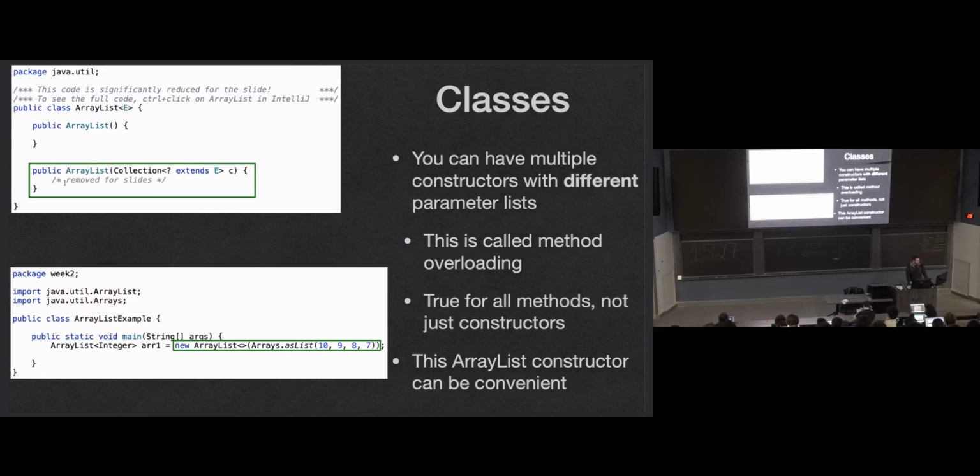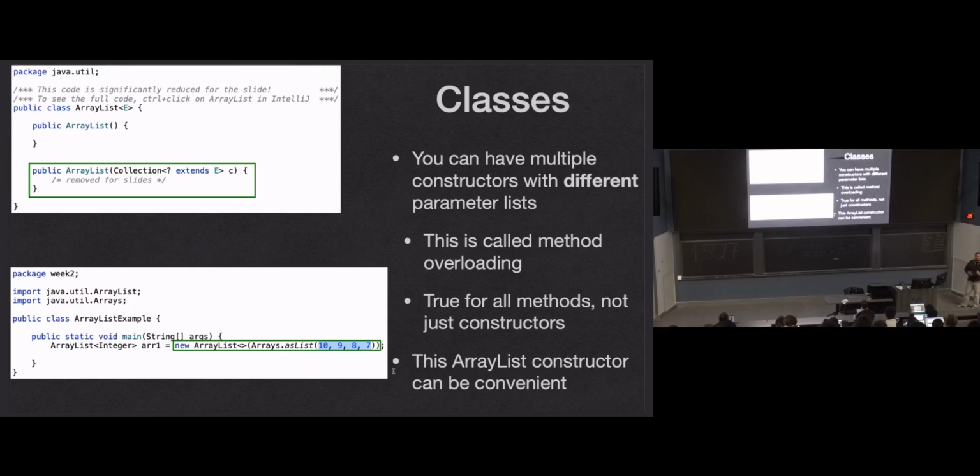So this constructor, and all the code is removed. You can feel free to look at it in IntelliJ if you'd like. But this second constructor takes a collection of values, and if you want to create a new ArrayList and initialize it to some values, you use Arrays.asList, which has to be imported, and then give it a comma-separated list of values, and it'll initialize your ArrayList to those values.